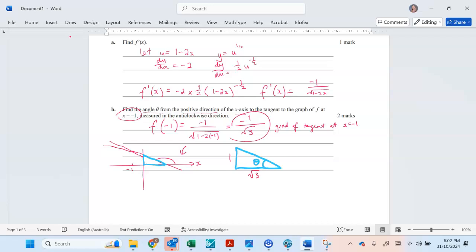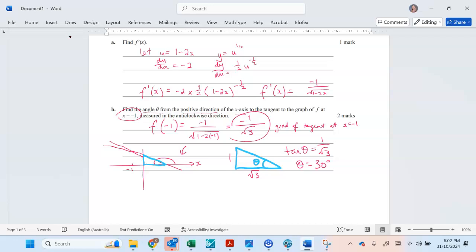So our rise is 1 and our run is root 3. Oh, I shouldn't say our rise. We're going down 1, but the length has to be positive. So it's got to be a positive 1 and root 3. So basically, tan theta, which is equal to opposite over adjacent, remember back to SOHCAHTOA, is 1 over root 3. So knowing your exact values, that's 30 degrees.